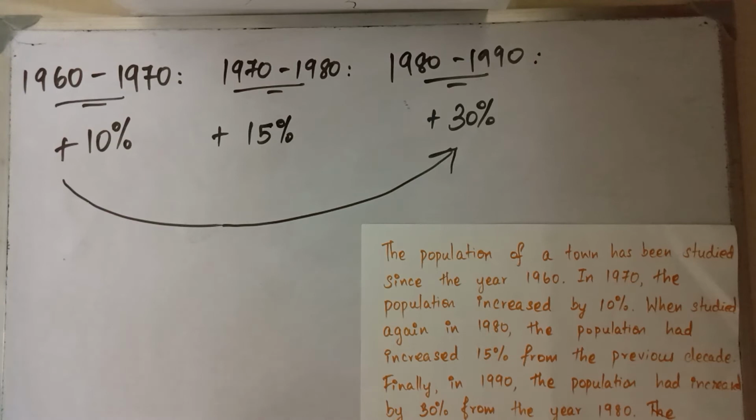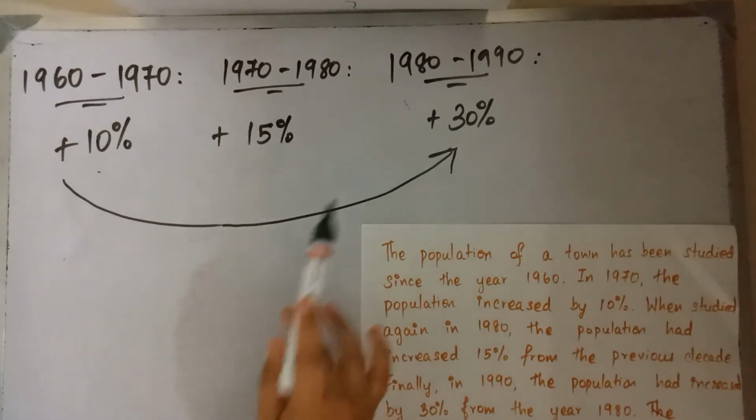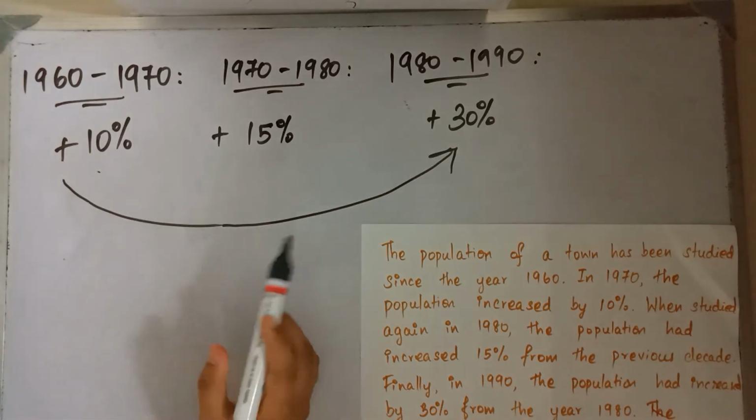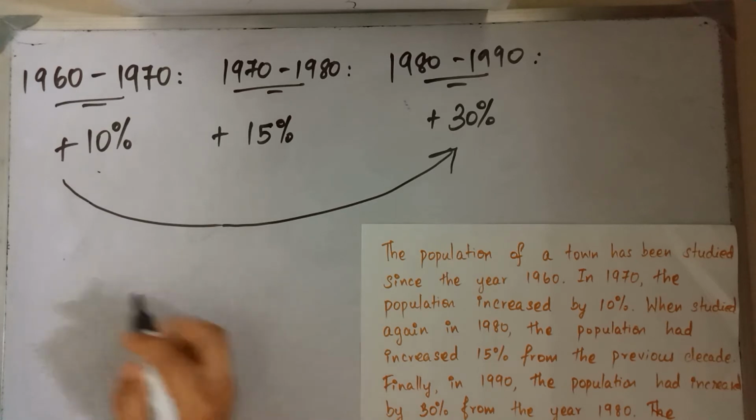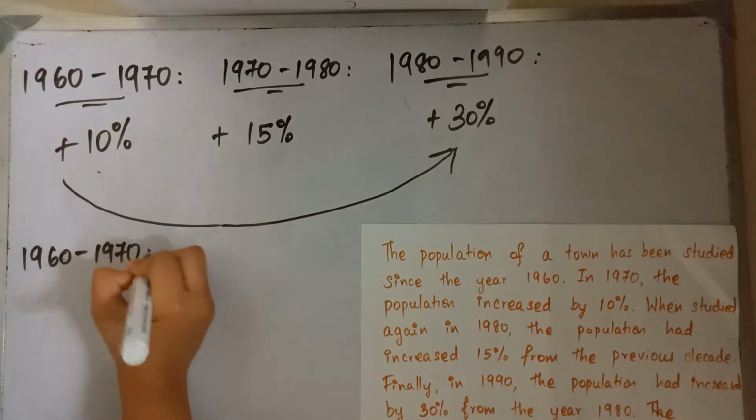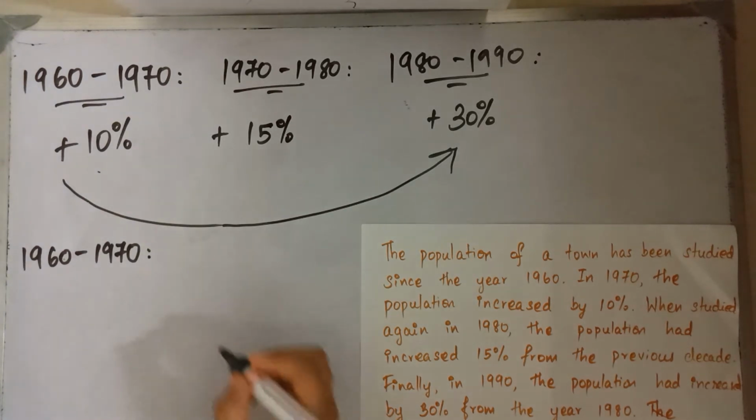So in such a case, we do not add all of these percentages. That's not how we do it. Instead, what we have to do is find out the increase step by step. So first, let's look at the first section, 1960 to 1970. There's an increase of 10%.